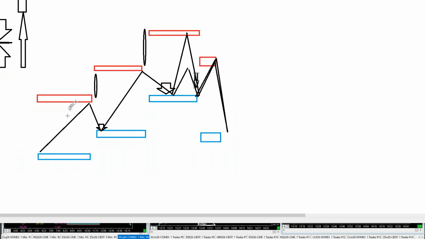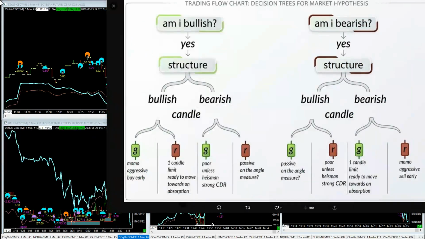So if you're selling in a bullish structure because you're bearish, that would be your sell. It's a passive on the angle sell. And that's how you would be able to save yourself and save your account from a washout if you were trying to sell into a bullish structure. And that's obviously advised on this narrative here.